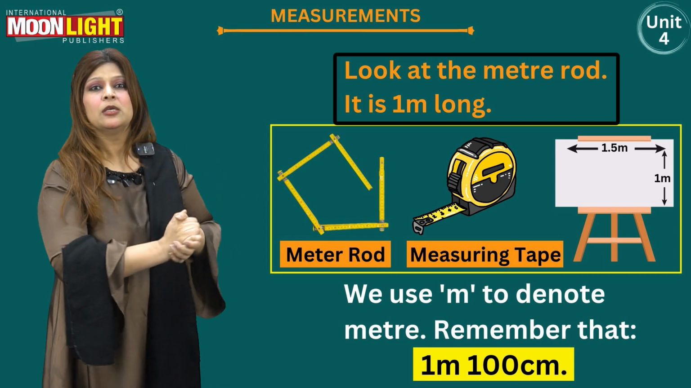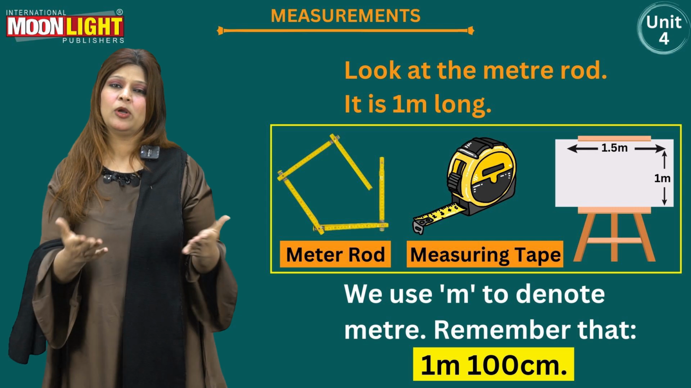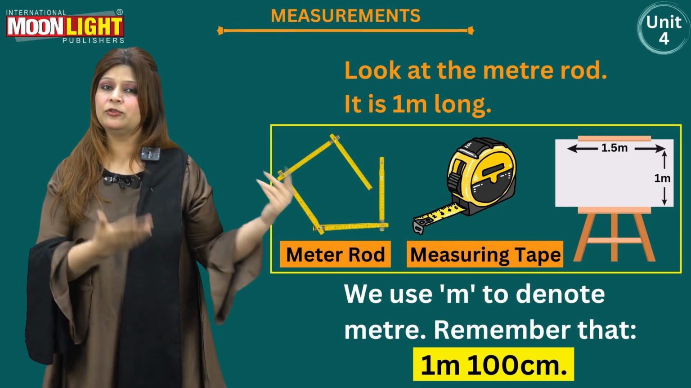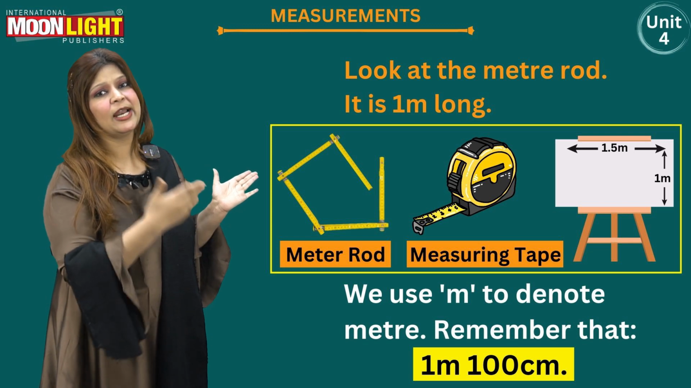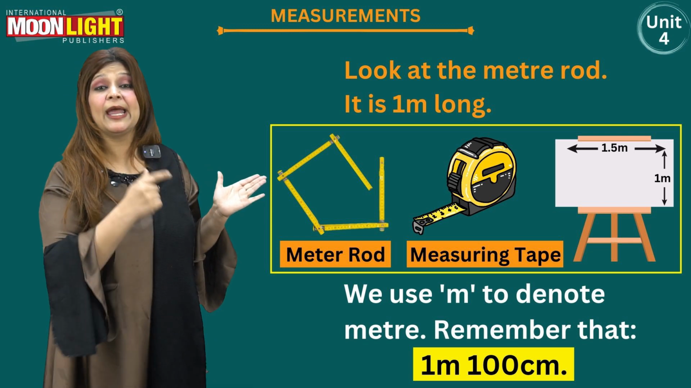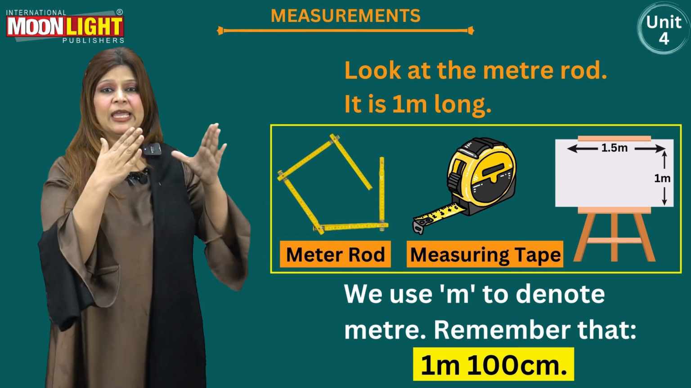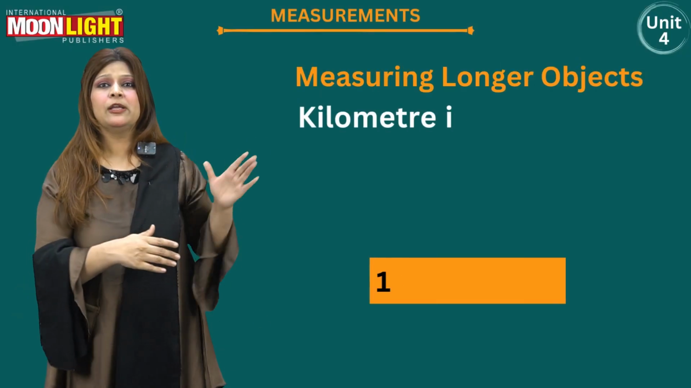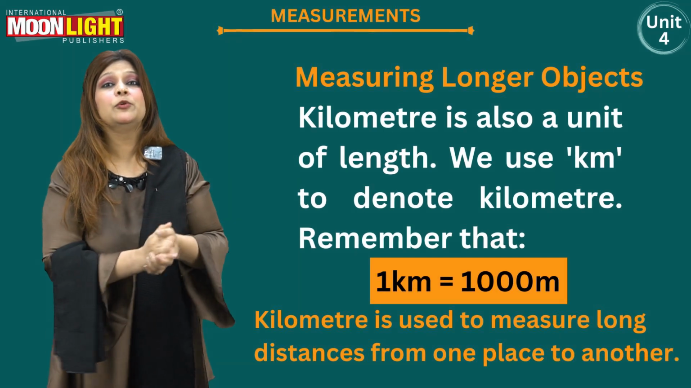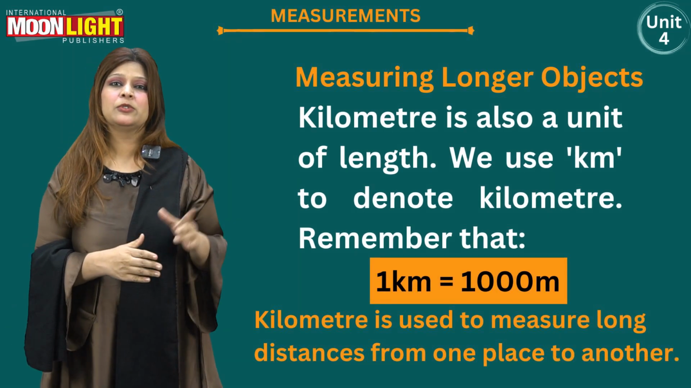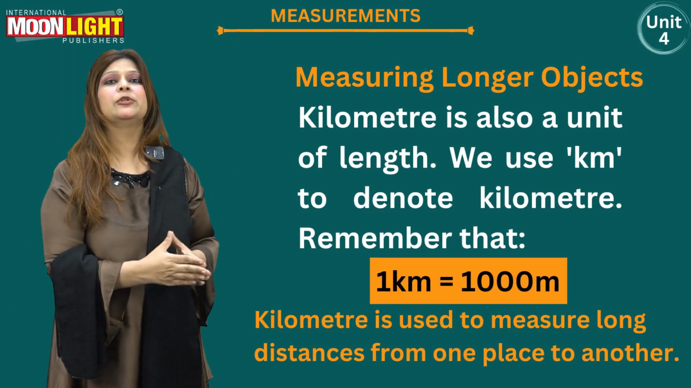Okay, this one. Now the measuring tape, you already know that. The ruler, I have told you. And the length of the board is, I told you that this is 1.5 meter, and the width is 1. So measuring longer objects, we are going to have kilometer as well. This is also a unit of length. We are going to use small k and small m to denote kilometer.